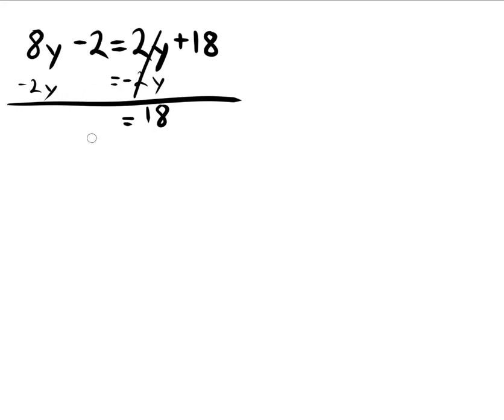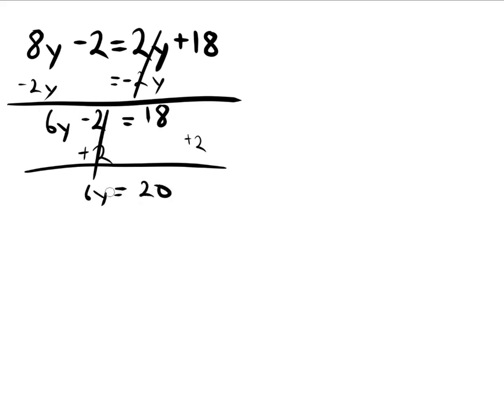18 is equal to 8y minus 2y, which is 6y minus 2 is equal to 18, right? At this point, it looks better than it did because now I have y's only on one side of the equation, but it still doesn't look great, because what I need to do now is add 2 to this side, and I also need to add 2 to this side. And by doing that, I end up with 6y is equal to, these cancel out, 18 plus 2, which is 20.